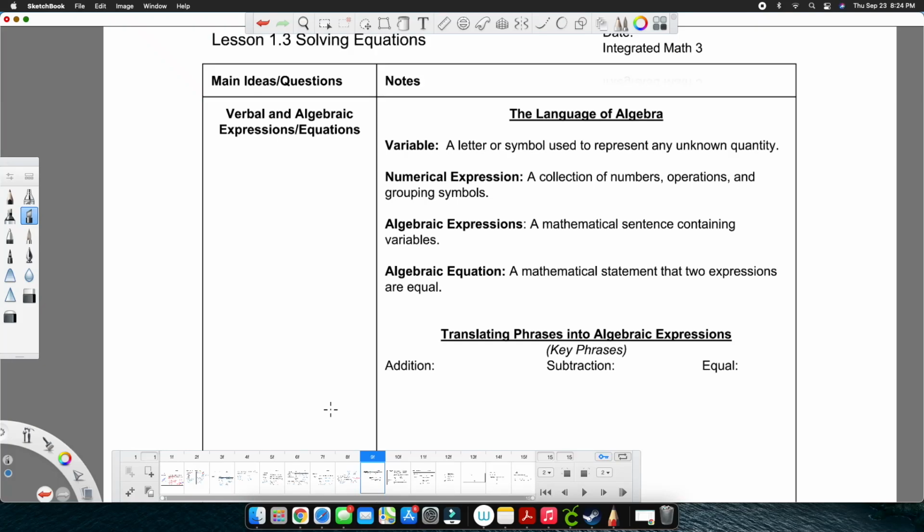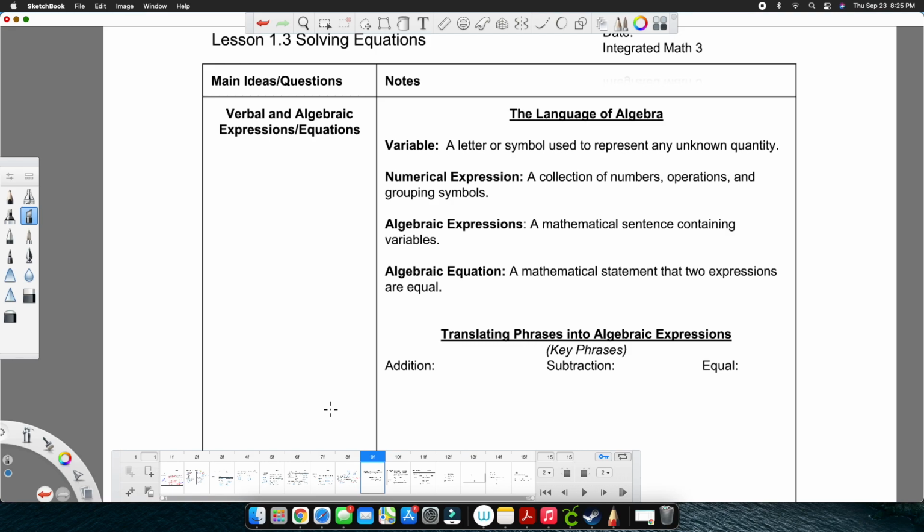All right, we are in Chapter 1, Section 3 for IM1 called Solving Equations. So we're going to review a little bit of the language of algebra here at the top, and then we're going to look at some translating phrases and algebraic expressions, key phrases, at the bottom of this page. Well, it's actually the middle of your page, but I split them up just to make it a little bigger on my drawing application here. So first, we're just reviewing some of these basics.